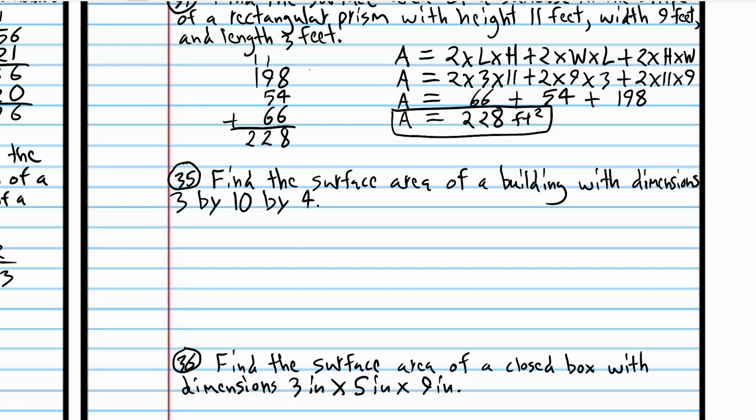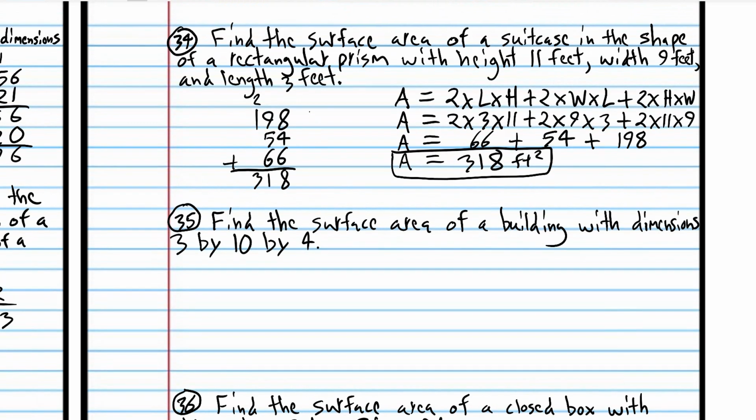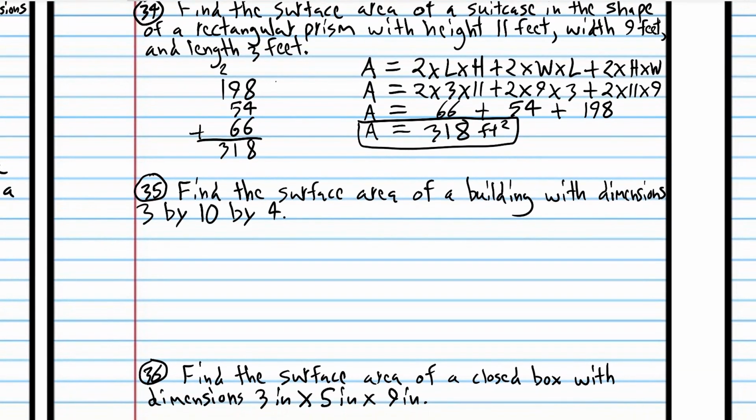You know what? I just realized I did that incorrectly. Yep, I did that incorrectly. It's a good thing I caught that. That should be 318. If you make a mistake, no big deal. Just go back and fix it. The more calculations you do, the more potential to make a mistake.